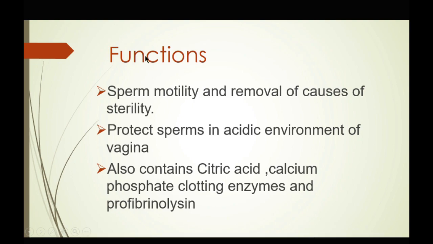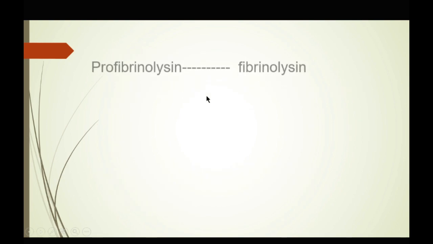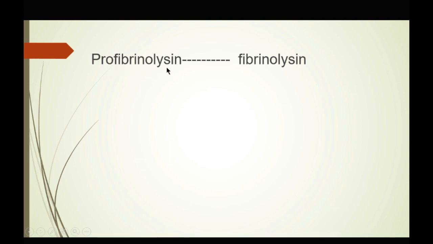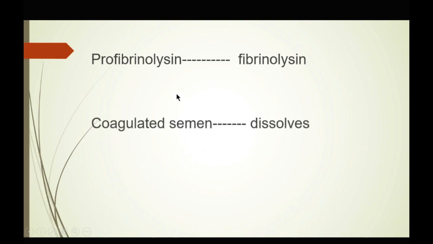Next point: the prostatic fluid also contains citric acid, calcium phosphate, certain clotting enzymes, and along with this the profibrinolysin. This profibrinolysin can be converted into fibrinolysin, and due to that the coagulated semen gets dissolved. We have already seen that the fibrinogen brings about the coagulation of the semen. The seminal fluid secretes the fibrinogen, and that fibrinogen brings out the coagulation of the semen.